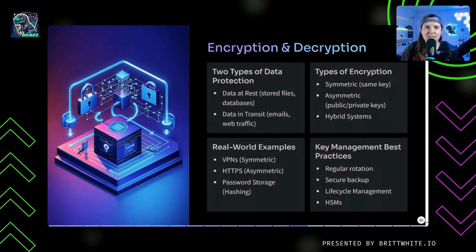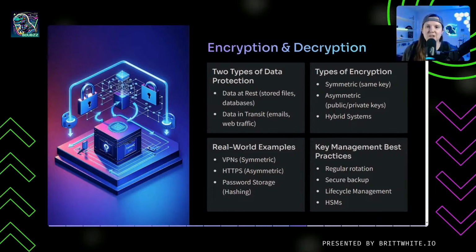A great way I've memorized the differences in these two is remembering that symmetric encryption has symmetry, which means it's the same on both sides, or it uses the same keys. Asymmetric encryption is the opposite, with two different keys, the public and private pair. We also have hybrid encryption, where systems utilize asymmetric encryption to exchange symmetric encryption keys securely. Some examples of encryption include VPNs that use symmetric encryption to protect your internet traffic. HTTPS websites use asymmetric encryption for secure connections, and password storage relies on secure hashing algorithms.